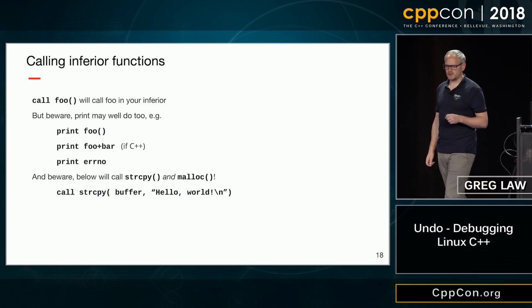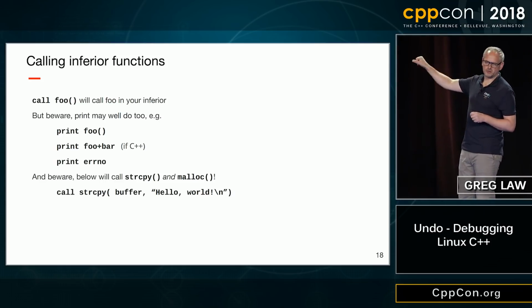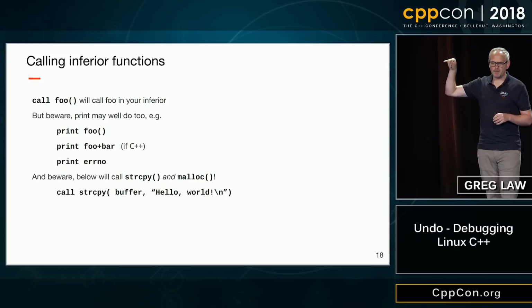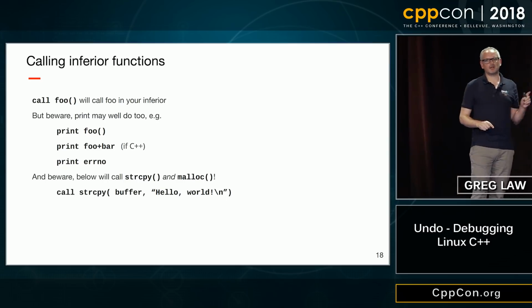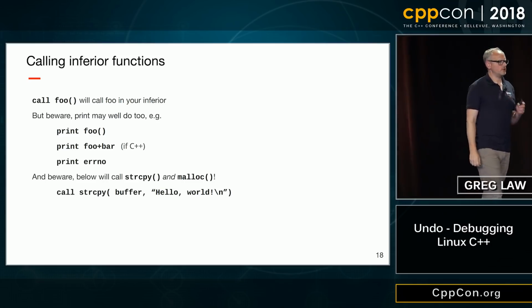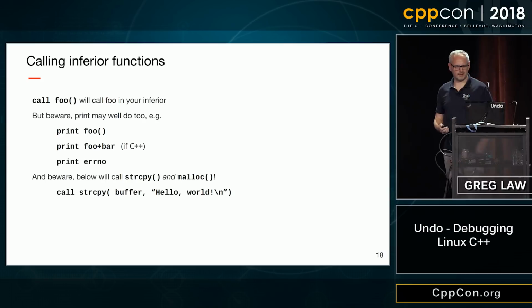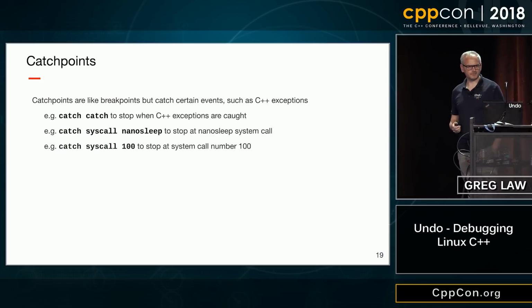This one caught me out. Passing literal strings. So from the GDB prompt, I type call strcpy buffer hello world. The first thing it will do is call malloc inside my program to malloc a buffer into which it can put hello world. And so if you're debugging your own malloc implementation, then that can get interesting.